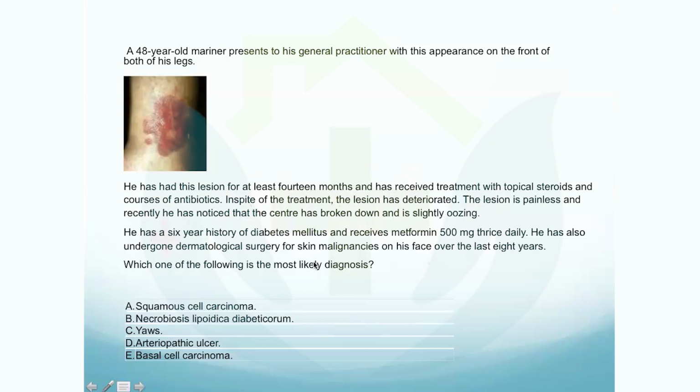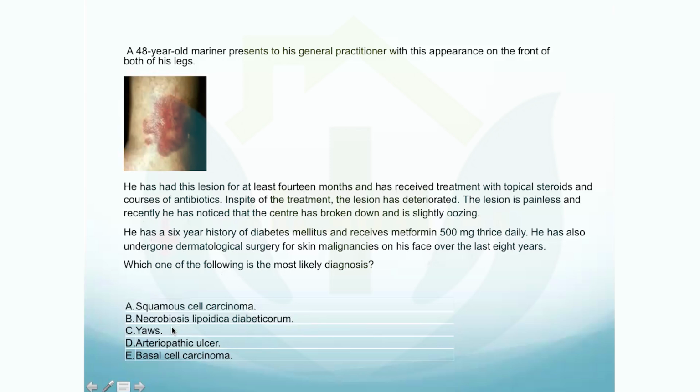Given the history, of course, we have to think of squamous cell carcinoma and basal cell carcinoma, but a biopsy will decide the diagnosis. But looks-wise, these are chronic lesions which have been quiescent for some time, only now oozing. So it is probably unlikely. Necrobiosis lipoidica diabeticorum: yes, this is the site for a diabetic patient with chronic lesions which are not healing. That should be the diagnosis.